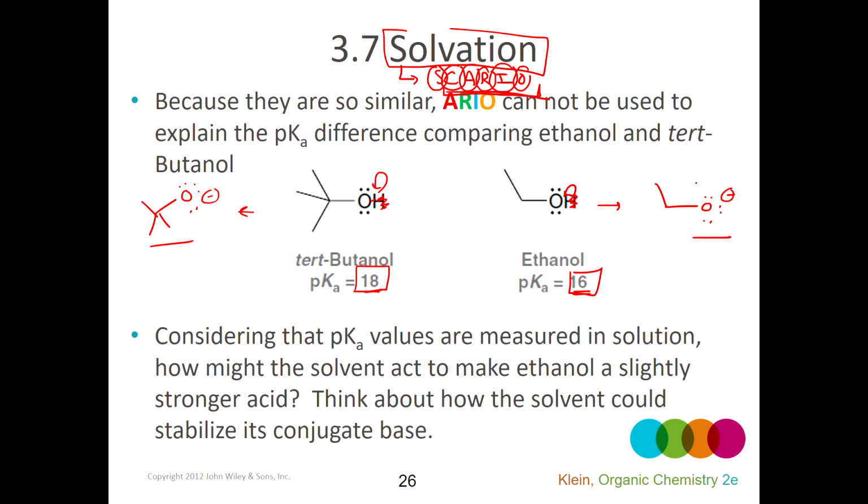This molecule will exist more as its conjugate base because it's more effectively stabilized by solvation. And so if it doesn't react back as often, it's a slightly stronger acid with a slightly lower Pka than the other structure.